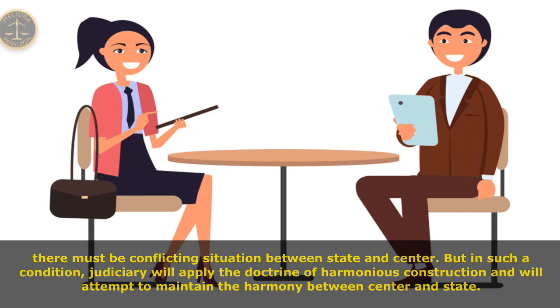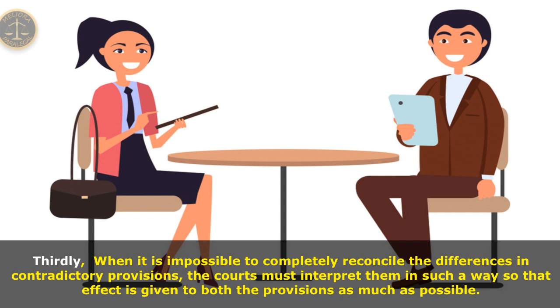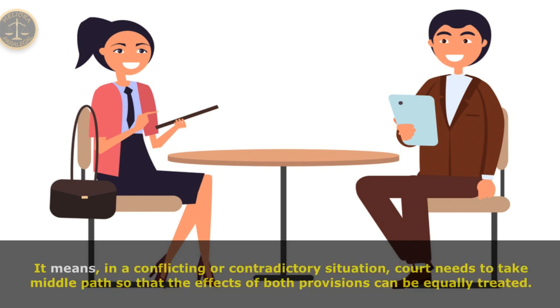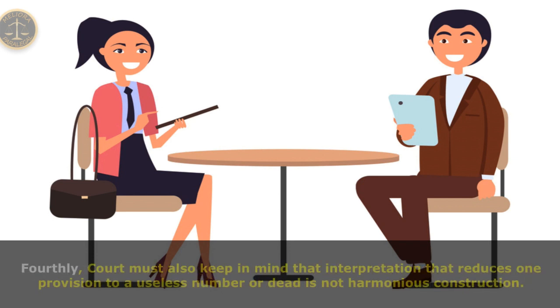Thirdly, when it is impossible to completely reconcile the differences in contradictory provisions, the courts must interpret them in such a way so that effect is given to both the provisions as much as possible. It means, in a conflicting or contradictory situation, the court needs to take a middle path so that the effects of both provisions can be equally treated.